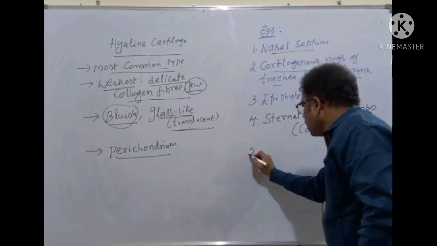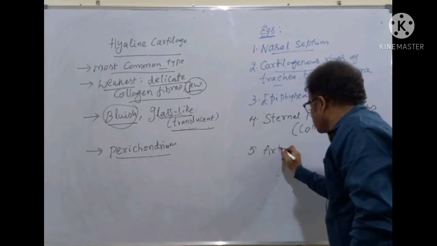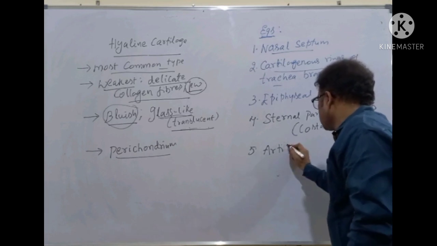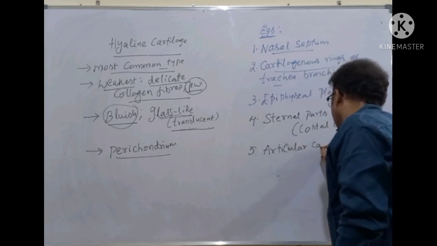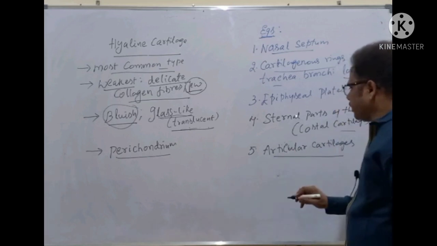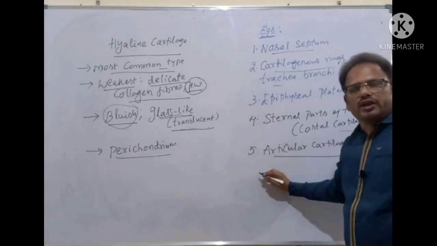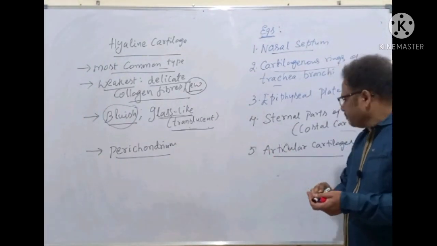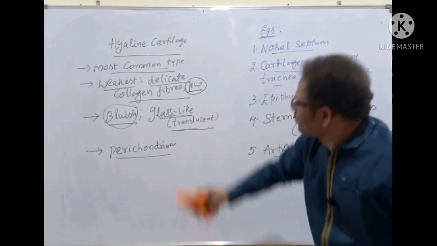Next one is the articular cartilages. What is articulation? Articulation means the connection between the bones. Any two bones are connected by the articular cartilages.